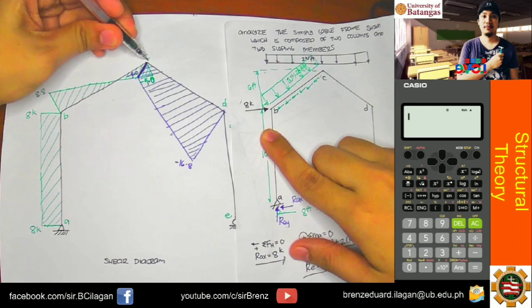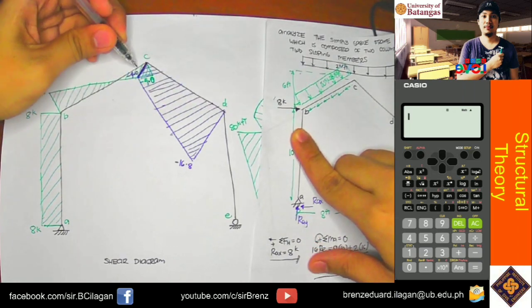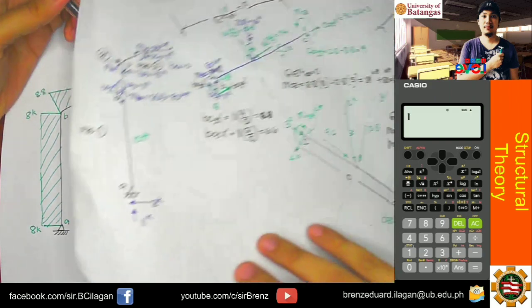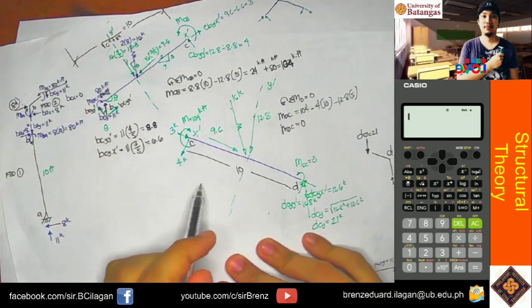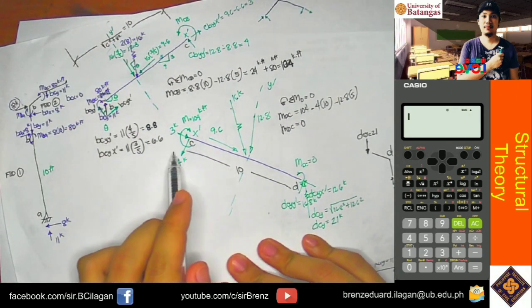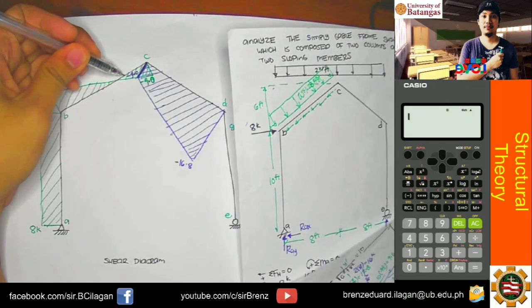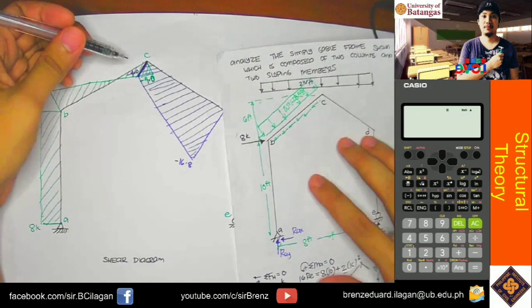Ang nangyari naman, along naman dito sa member CD. So, meron ka ditong value which is negative 4. Again, yung negative 4, na-compute lang naman natin kanina. Dito. Ayan. So, di ba may pababa ang negative 4, which is this one. Negative 4. And then, again, meron ka ditong uniform load.